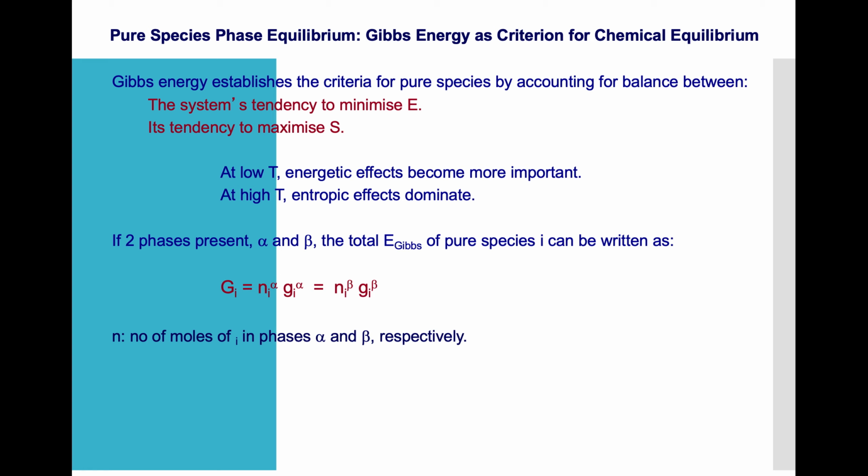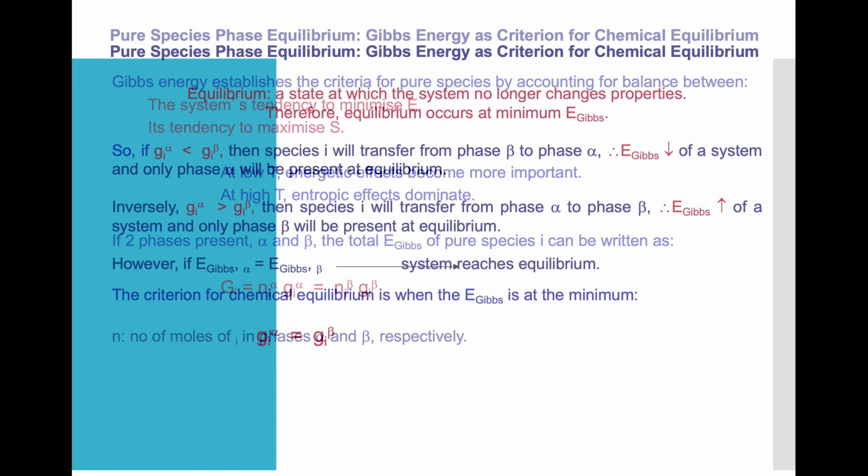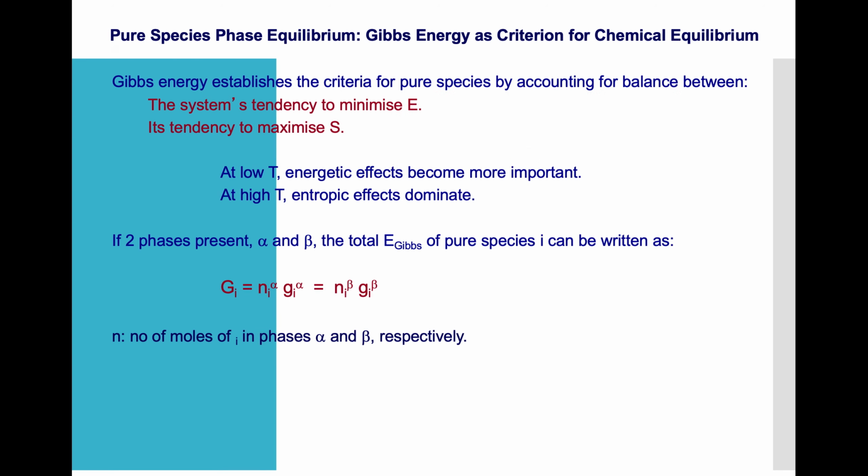If two phases are present, alpha and beta, the total Gibbs energy of pure species can be written as G equals N alpha G alpha plus N beta G beta, where N is the number of moles in phases alpha and beta respectively, and G, of course, is the Gibbs energy. Right? Because I think this is really straightforward. You just have to determine the number of moles and then what are the Gibbs energy of each species.